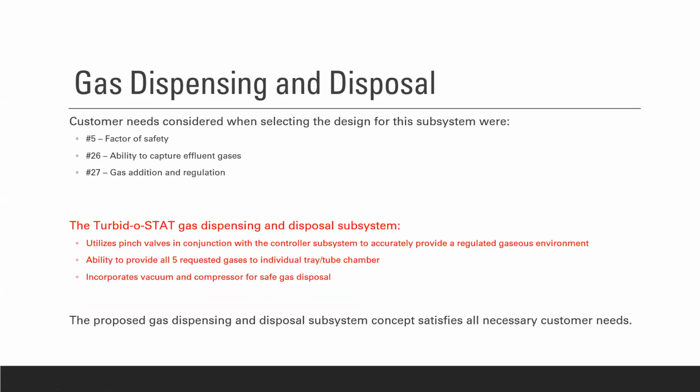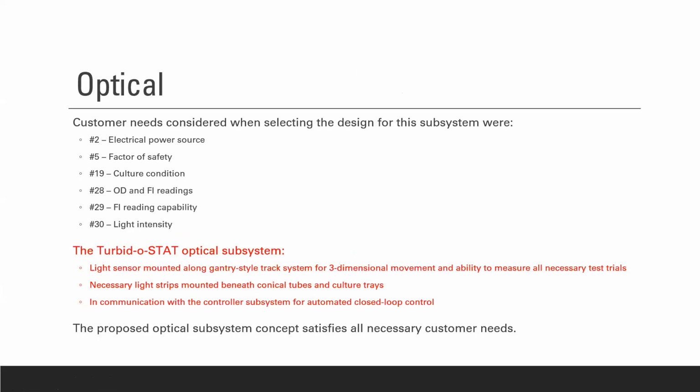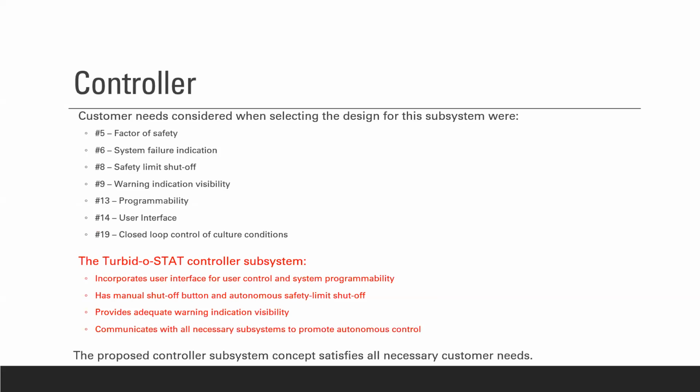For our gas dispensing and disposal system, we utilize pinch valves and an additional sensor to regulate how much gas goes on or off in the system. We have the ability to provide all 5 requested gases to the device. And we incorporate a vacuum and compressor for safe gas disposal into a waste container. Our optical system has a light sensor, which is also attached to the gantry system for the ability of XYZ movement to capture OD readings of each well plate. We have necessary light strips inside our tube containers, which I'll show later on in the presentation as well. And this system is also in control with the controller system.